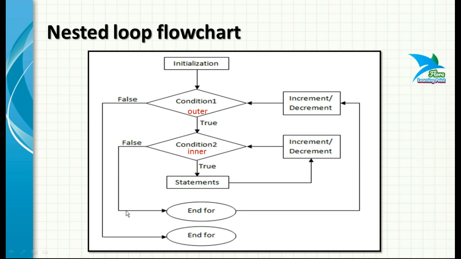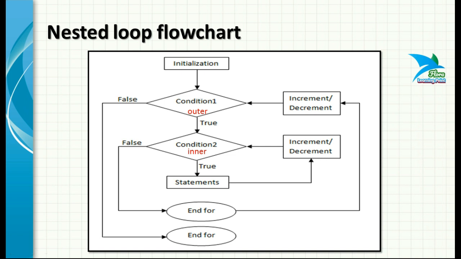And when the condition becomes false, the control will exit from that loop and move again to this portion of the parent loop. So a nested loop always executes repetitively when it gets control from the outer loop.